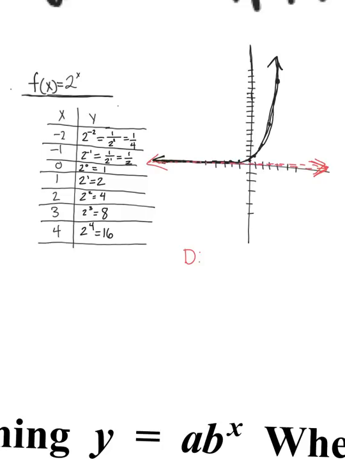So if we look at the negative infinity side, that goes on forever. If we look at the positive infinity side, that goes on forever. So then the domain would be all real numbers.